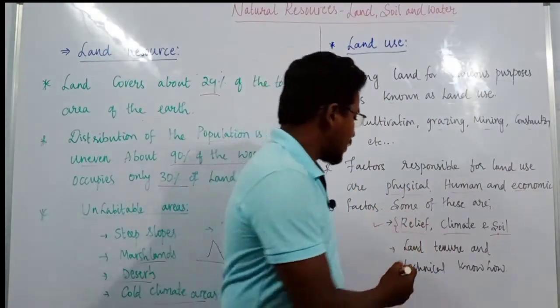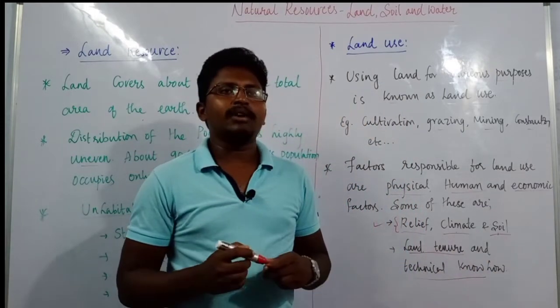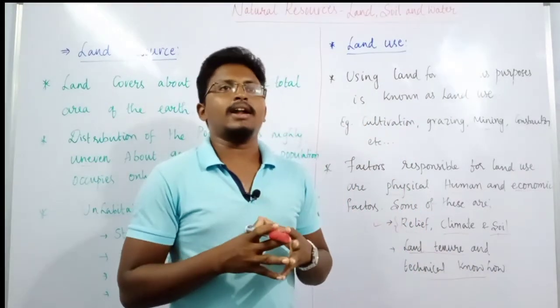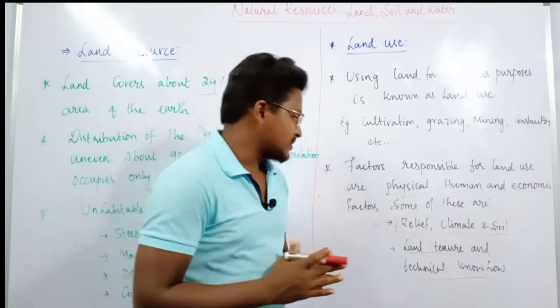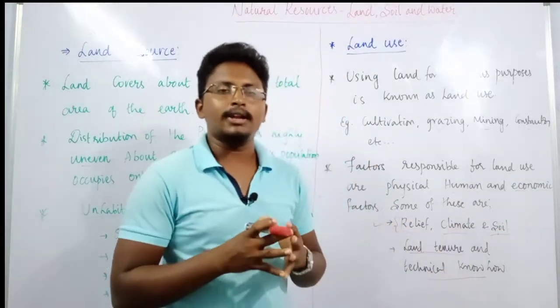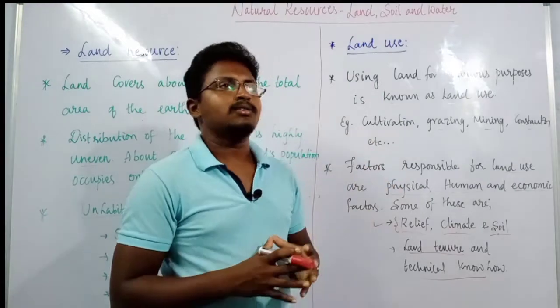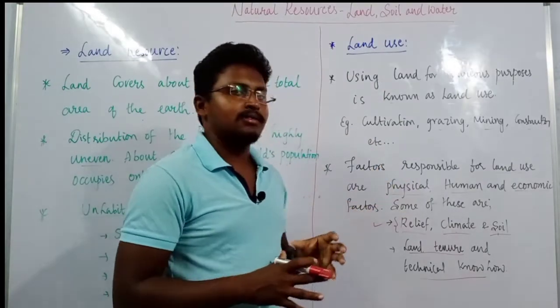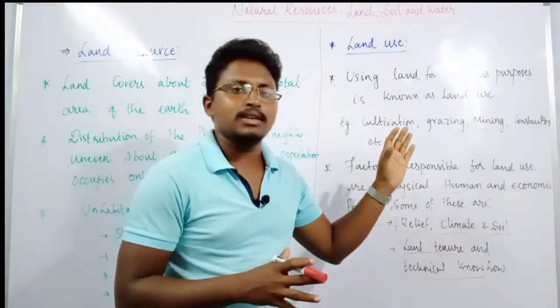At the same time, there are other factors such as land tenure and technical know-how. Land tenure means the capacity of the land, how many years the land can be put into use. And technical know-how means what technology is available right now through which we can actually use this land. So these are some of the factors by which we can say how we are using this land.